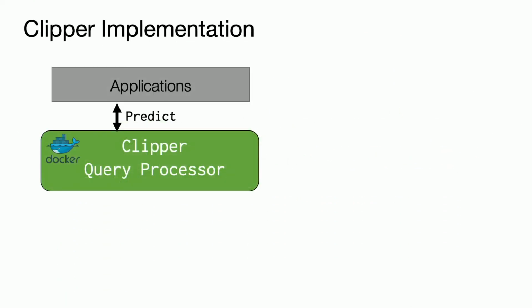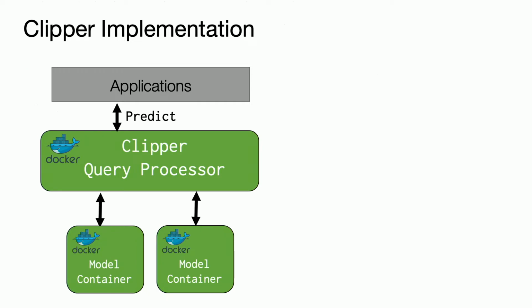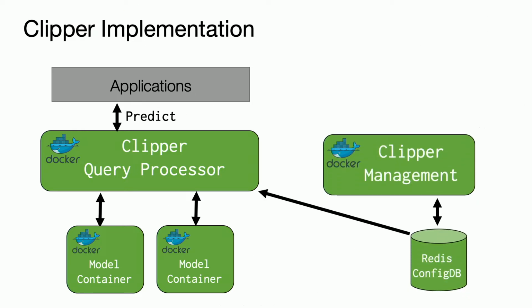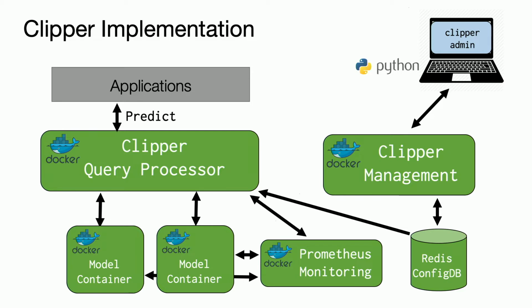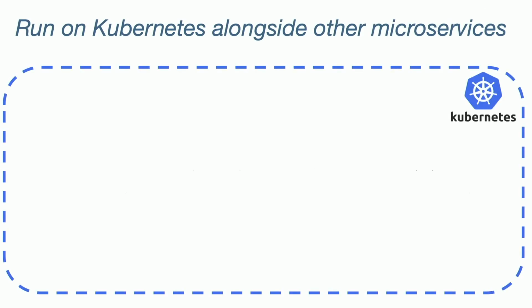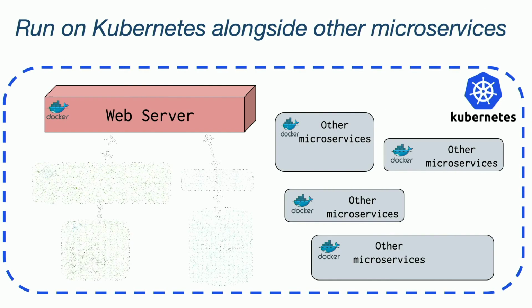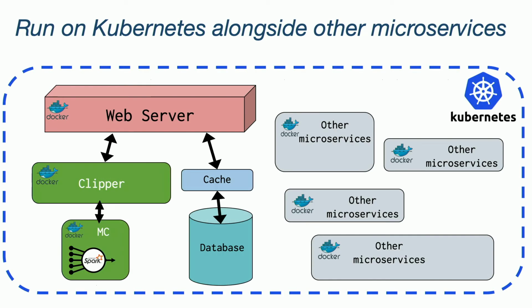Clipper is a distributed system. At its core, it has a query processor that interacts with the user-facing application. The query processor takes the query from the application and routes it to the corresponding model container. We have a slim management core with a configuration database, and users interact with our management core with a Python API. We also have monitoring support that gathers all possible metrics. In addition, we run Kubernetes alongside your other microservices.